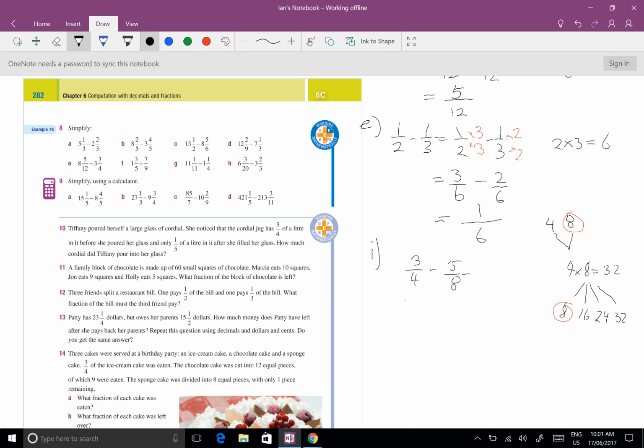So 3 on 4, to make that 8 on the bottom, I multiply by 2, and I multiply by 2. And that'll give me 6 on 8. And I don't have to do anything to the second fraction because it's already over 8. I leave the denominators the same. 8. 6 minus 5 is 1. So that's questions 5 and 6. I'm going to come back and do another video for 8 and 9.